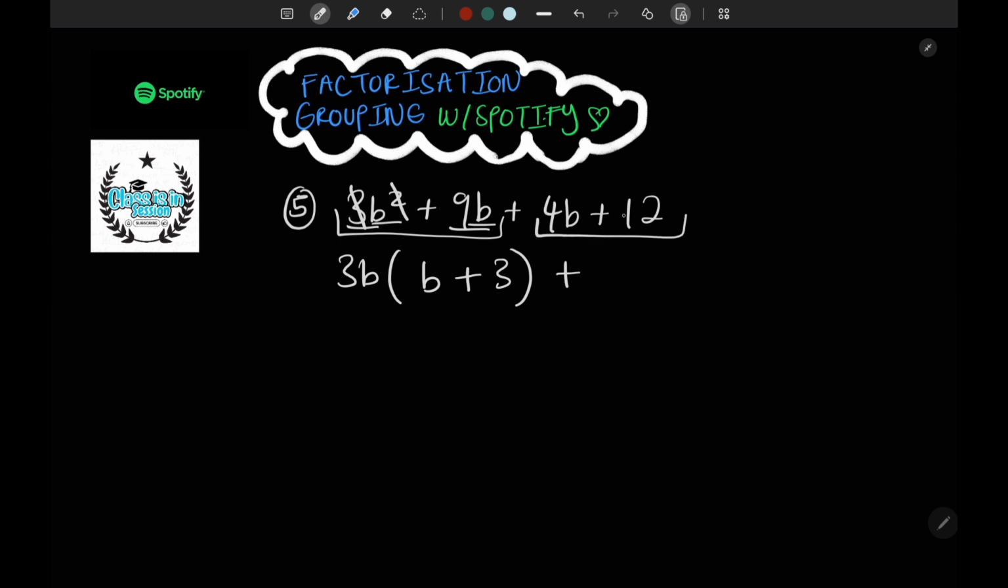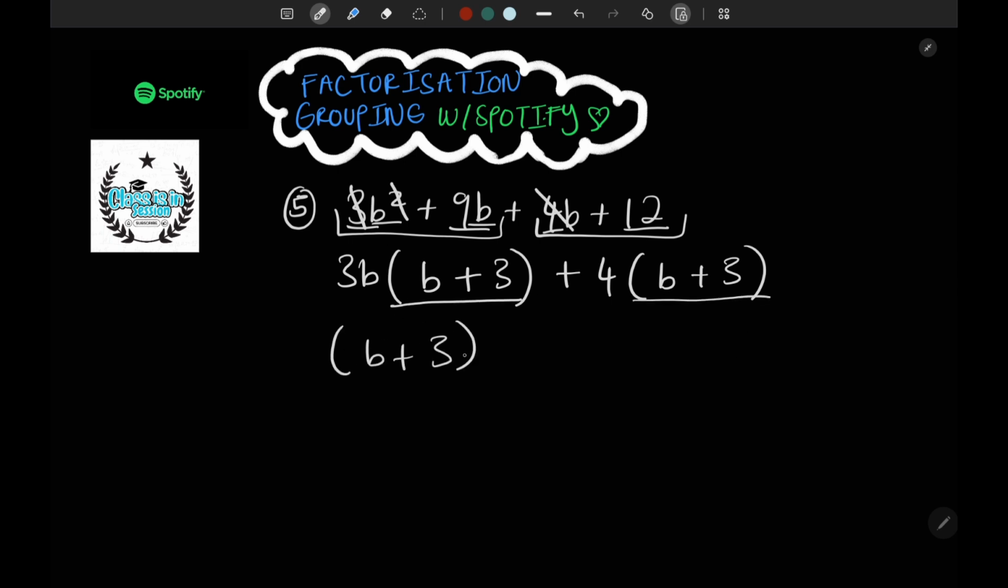Let's move to the last two terms. We have 4b plus 12. 4 and 4, so our highest common factor is 4. Open a bracket, 4 divided by 4, 1. We're left with b. 12 divided by 4 is 3. We have b plus 3 and b plus 3. Write it in the first bracket, b plus 3. And in the second bracket, write what's outside the brackets, 3b plus 4. 3b plus 4.